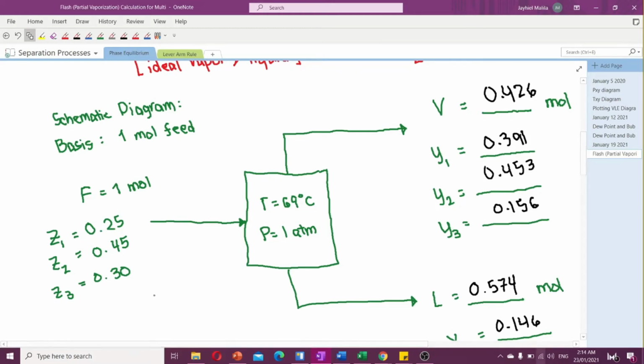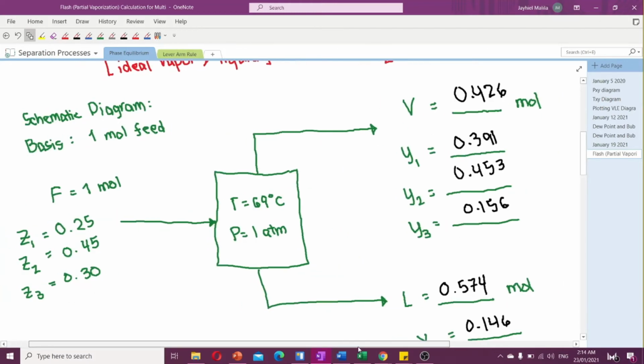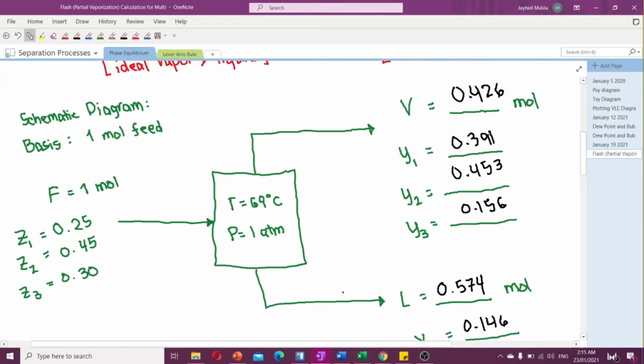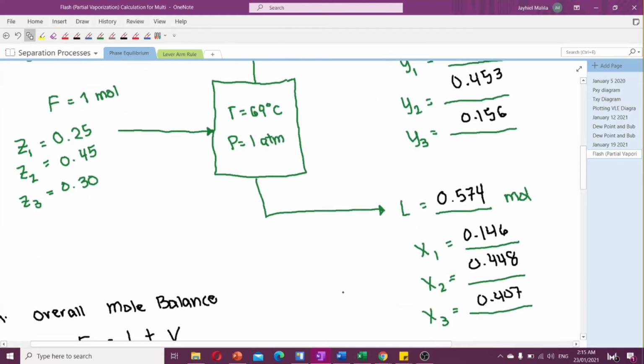So that's it. I hope you learned something from my partial vaporization calculation problems for multi-component mixtures. You can extend your knowledge in this one to 4, 5, 6, 7, 8, 9, or more components. This works the same way.